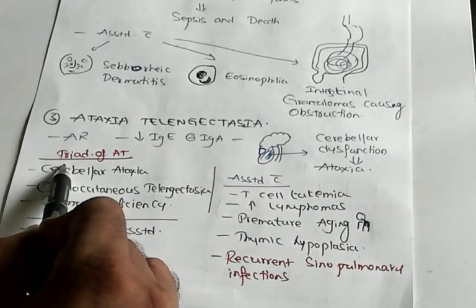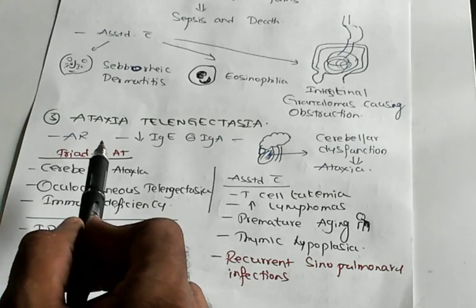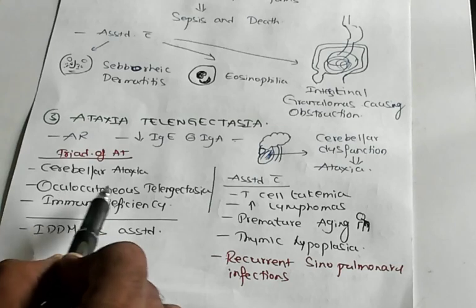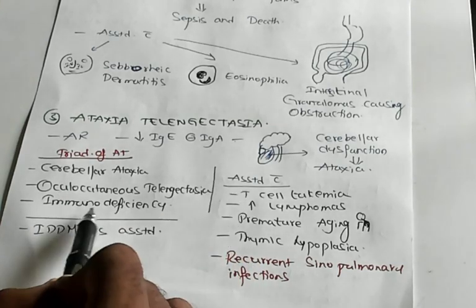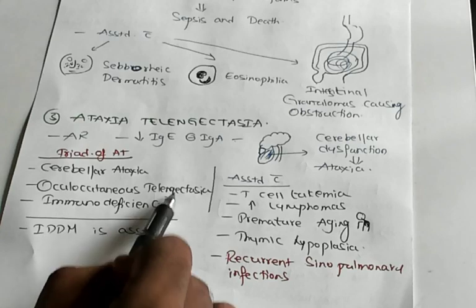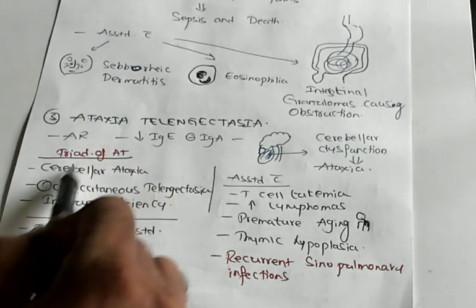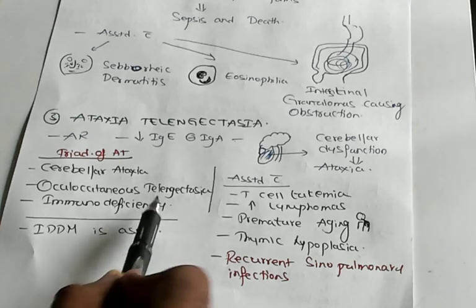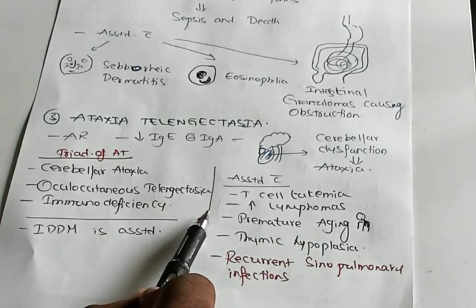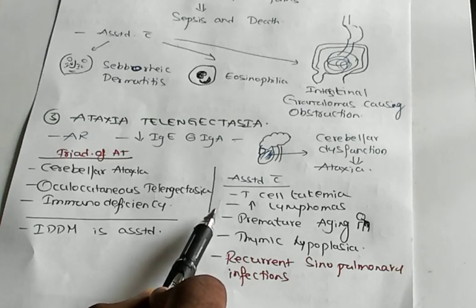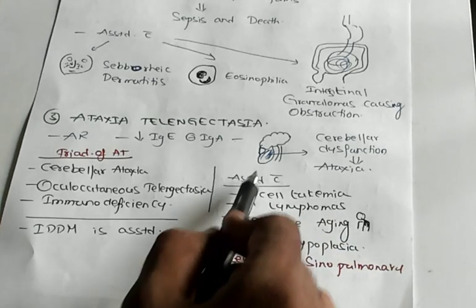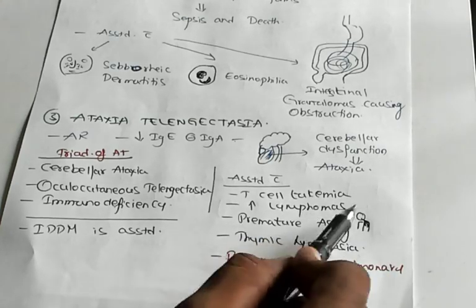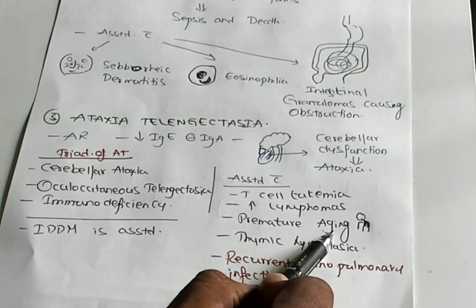Now what is the triad of clinical features of Ataxia Telangiectasia? Cerebellar ataxia, oculocutaneous telangiectasia and immunodeficiency. They are the classical triad of Ataxia Telangiectasia. Now what is it associated with? Please don't forget, associations are important for ataxia. T-cell leukemias can be associated. There is an increased tendency to lymphomas. Premature aging.